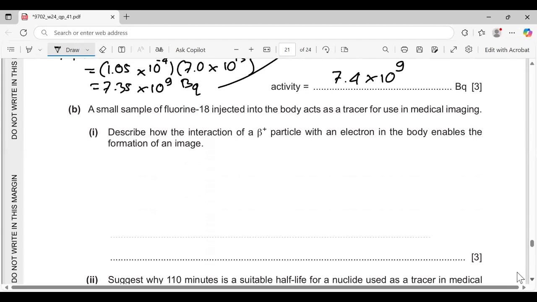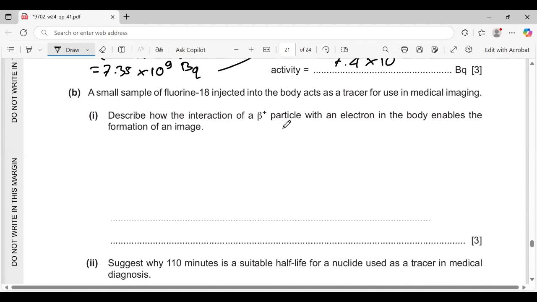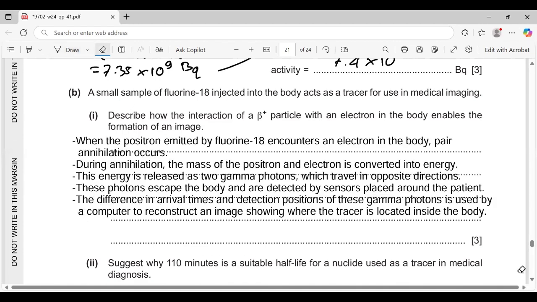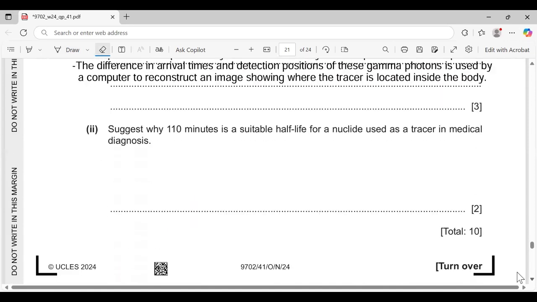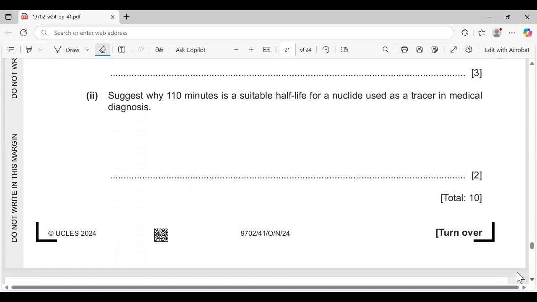A small sample of fluorine 18 injected into the body acts as a tracer for use in medical imaging. Describe how the interactions of a beta plus particle with an electron in the body enables the formation of an image. This is my brief explanation. Next. Suggest why 110 minutes is a suitable half-life for a nuclide used as a tracer in medical diagnosis. And this is my answer.